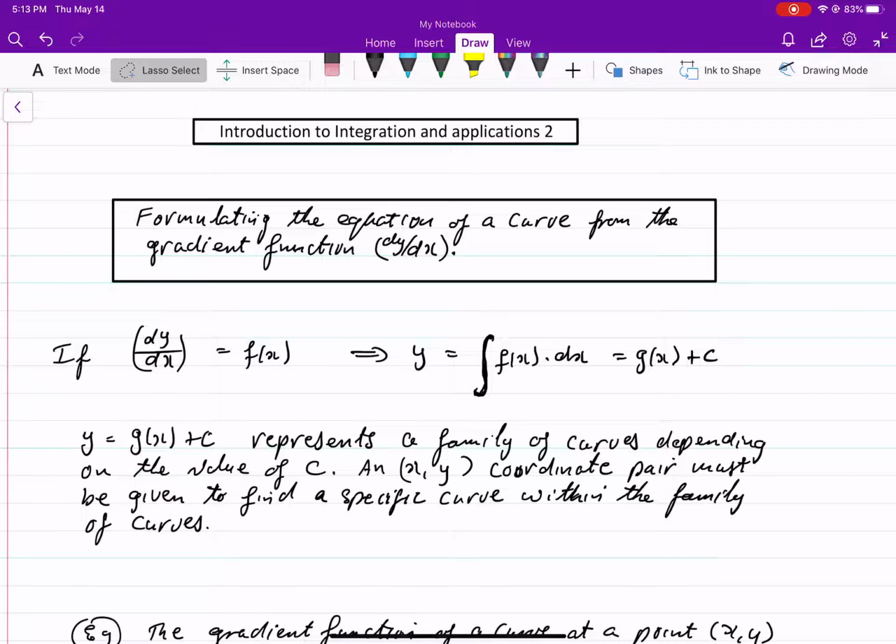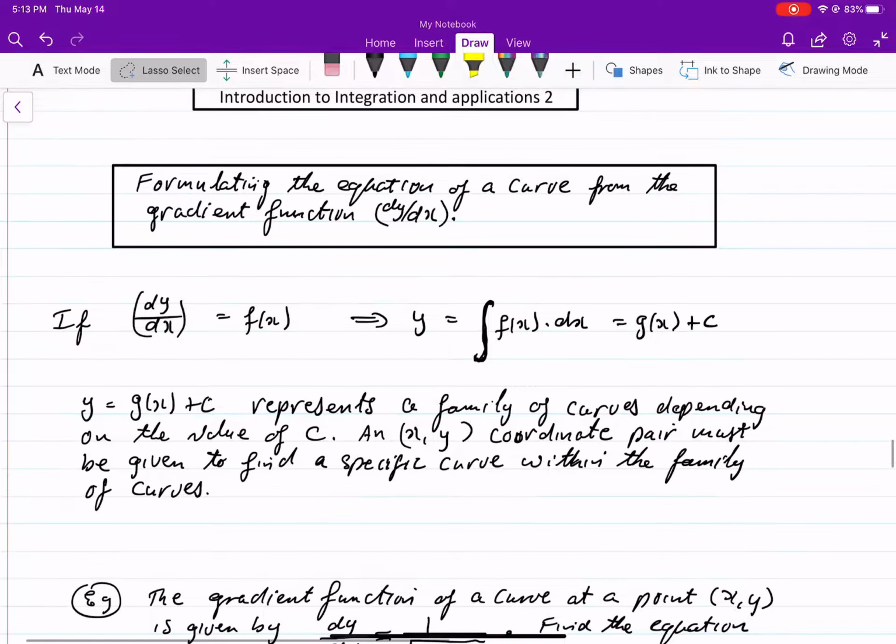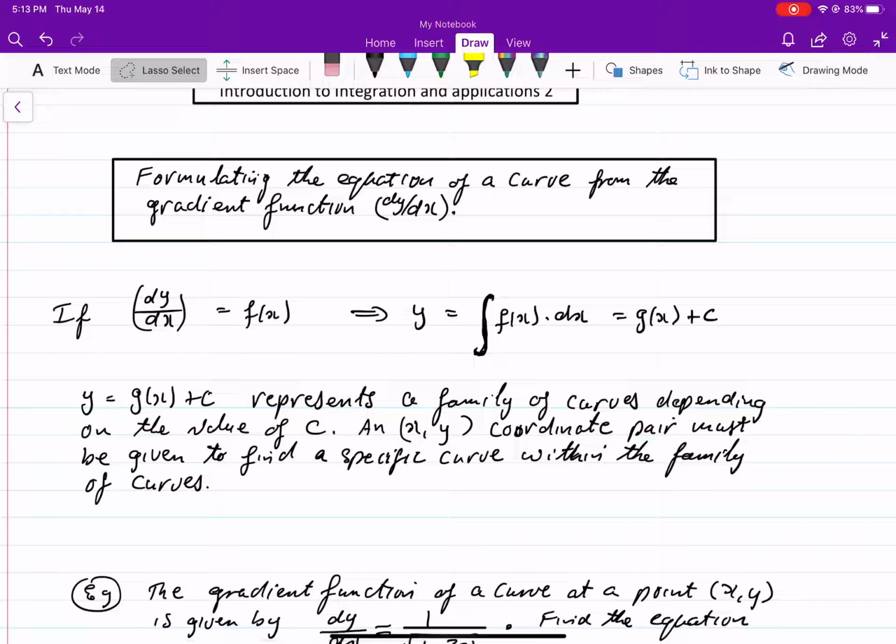I'm jumping right into the next integration video, Introduction to Integration and Applications, Part 2. Now, in the first video, those were all just plain integrals. We hadn't started any applications. The applications are going to start from here. All right, so the first application is formulating the equation of a curve from the gradient function dy dx.